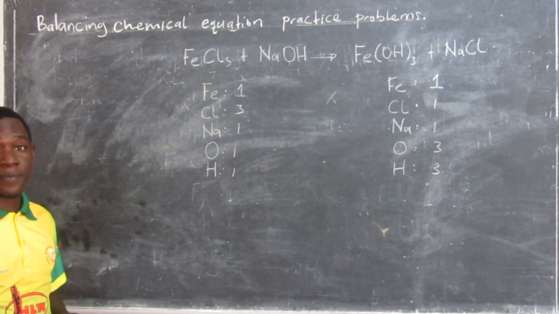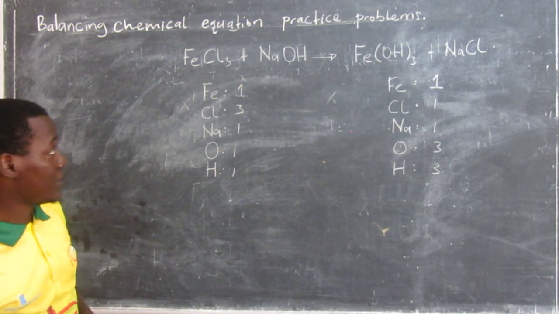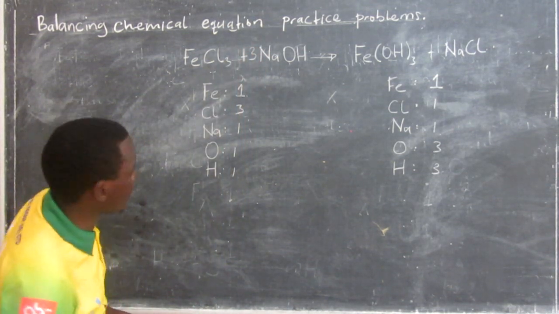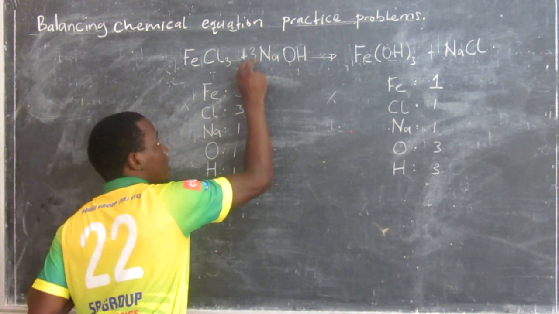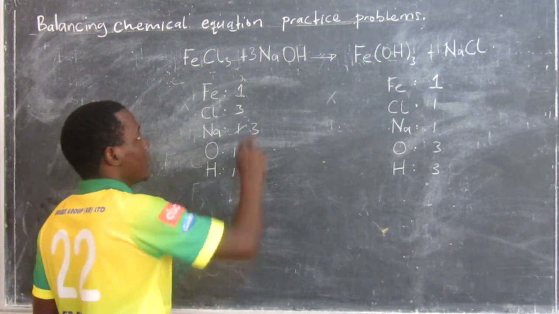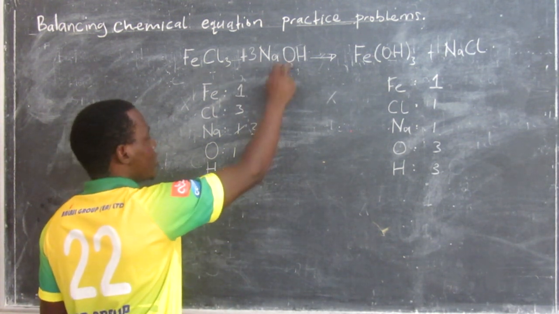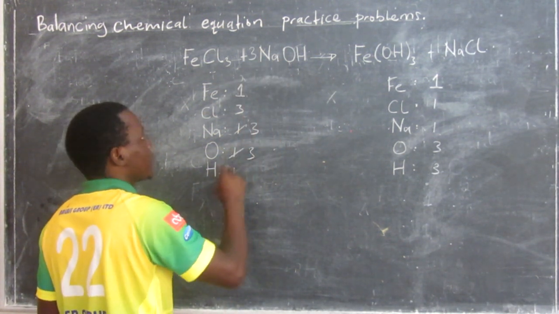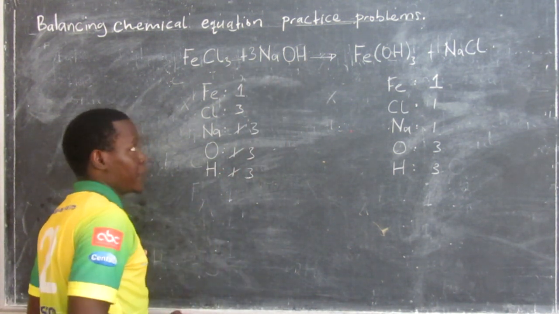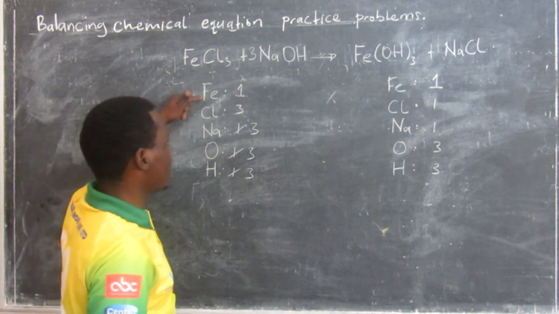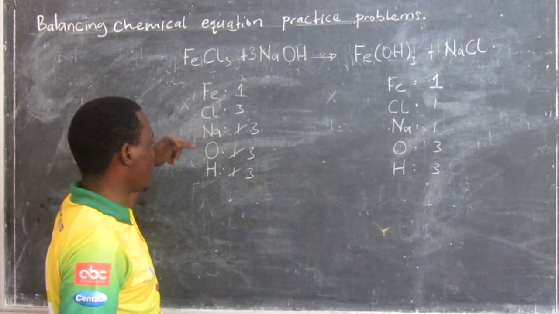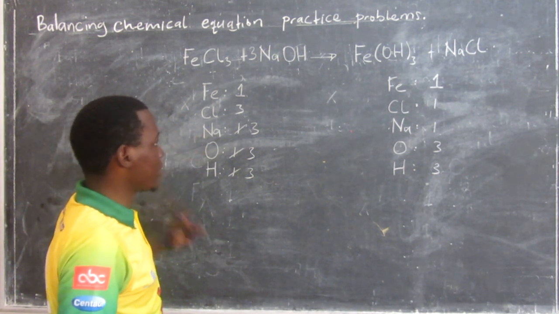We need to think of a number which we can use to balance. If I start by putting a 3 here, a 3 there, you are seeing that sodium, 3 times 1, is going to become 3 sodium. This goes to 3 sodiums. 3 times 1 goes to 3 oxygens. 3 times 1 goes to 3 hydrogens, this goes to 3. Meaning that iron is balancing, chlorine is not balancing, sodium is not balancing, oxygen is balancing, hydrogen is balancing.